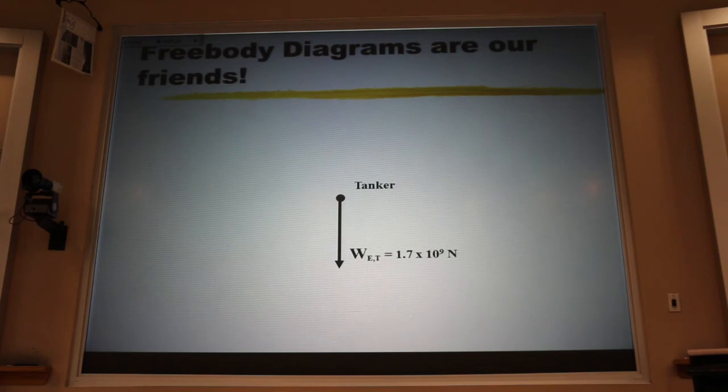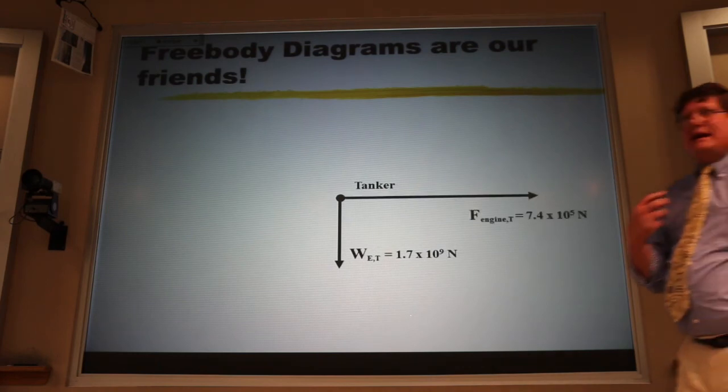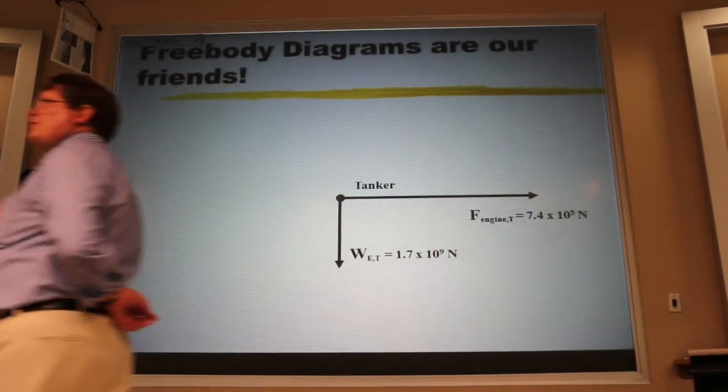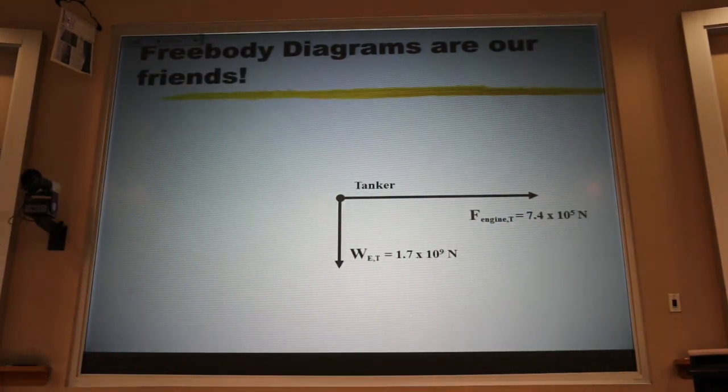Well, the water. Now, how do we account for the water? We're told that there's this thrust force caused by the engine on the tanker. Now, if we think about that, that's the engine turning the propeller. And the propeller is shaped such that it pushes water back. Now, if the propeller is pushing water back, by third law, the water is pushing the propeller and hence the boat forward. Either way you look at it, it's a forward force that is 7.4 times 10 to the 5th newtons.